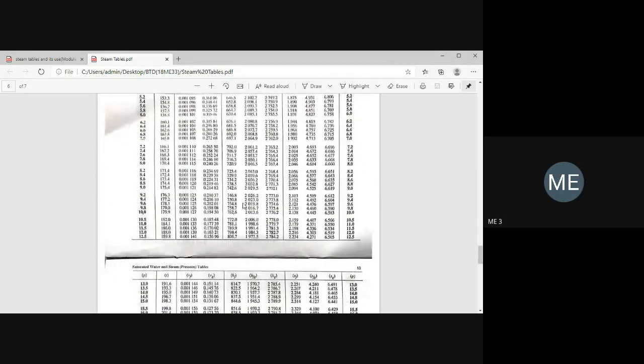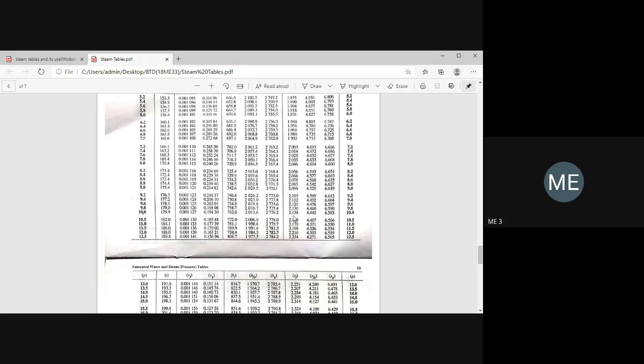At 10 bar pressure, we are having saturation temperature as 179.9 degrees Celsius, and this is Vf, and this is Vg, and this one is Hf. 762.6 kilojoules per kg is Hf, and this is the latent heat Hfg, 2013.6 kilojoules per kg, and this is the summation Hg, that is total heat. You have to add 762.6 plus 2013.6, which is 2776.2. Next, we are having the specific entropy of water as 2.138.